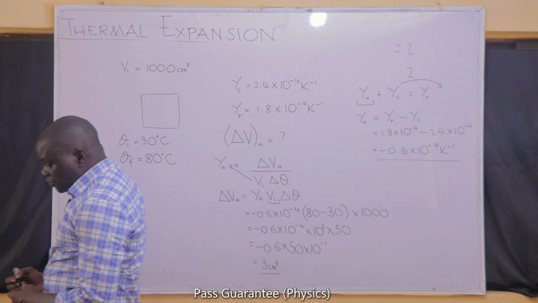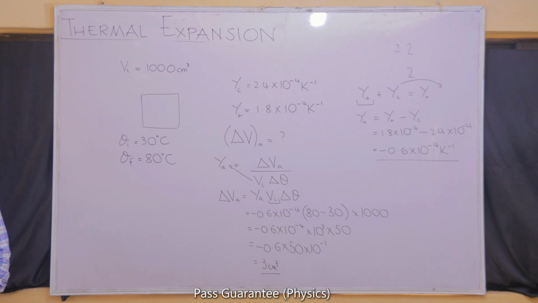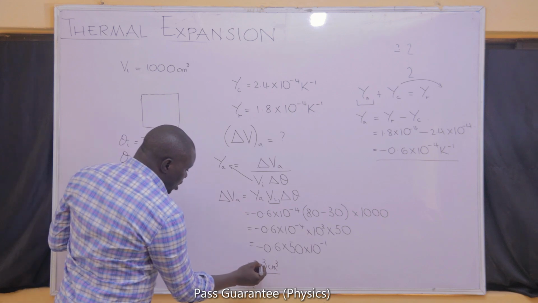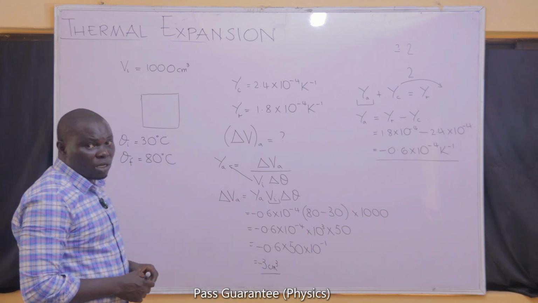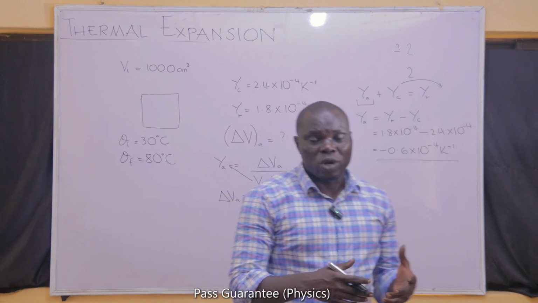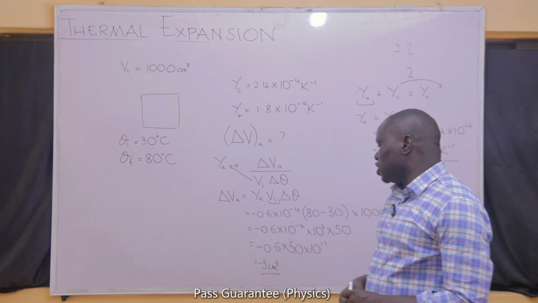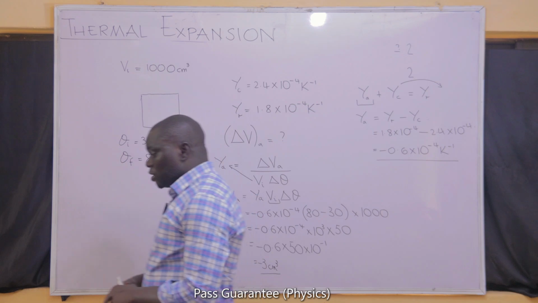And what have we been asked to find? We have been asked to find the apparent increase in volume of the mercury. The apparent increase in volume of the mercury is minus 3. Being minus, it means the volume will not even increase. Instead, the volume will reduce. We appear to have reduced by 3 because it is apparent cubic expansivity that we are looking for.